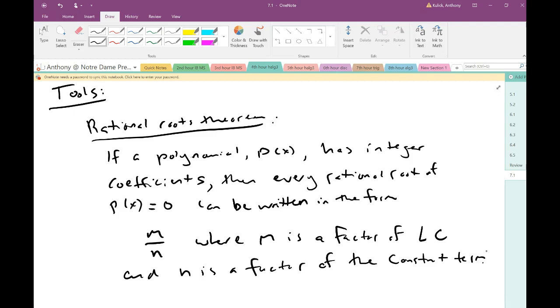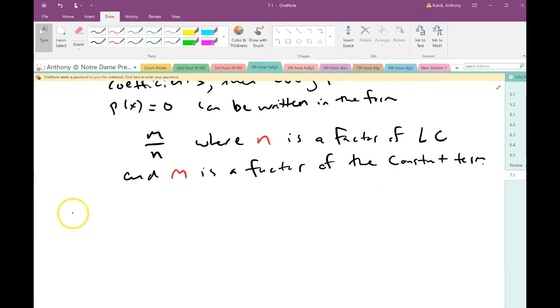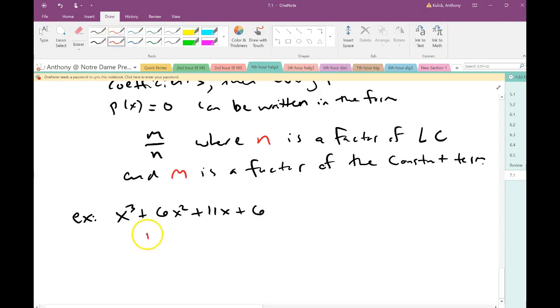I have that reversed. That's a problem. So n is the factor of the leading coefficient, and m is the factor of the constant term. Woo! That would have been a close one. So let's go back to this problem that we've been looking at and see what that says, or how we can use the rational roots theorem. So the leading coefficient is 1, and the factors of 1 are just 1.